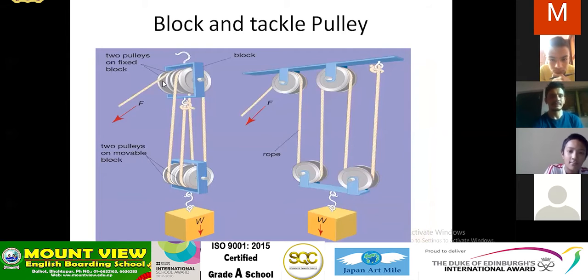Another picture is here. The upper ones are fixed pulleys, and the lower ones are movable pulleys. When the rope is pulled, the load goes upward by applying less effort. So these are some examples of the block and tackle pulley. We learned about block and tackle pulley in our previous class, yesterday.